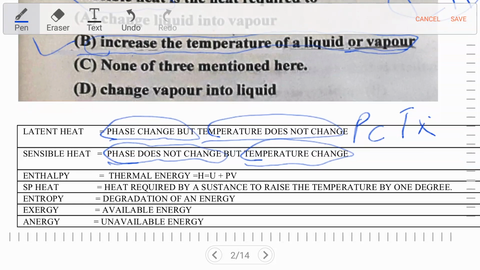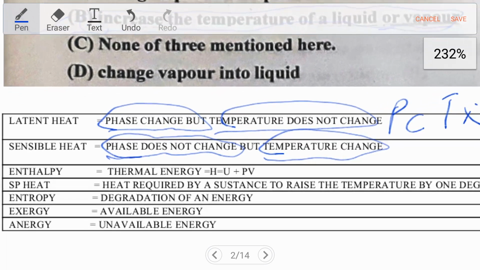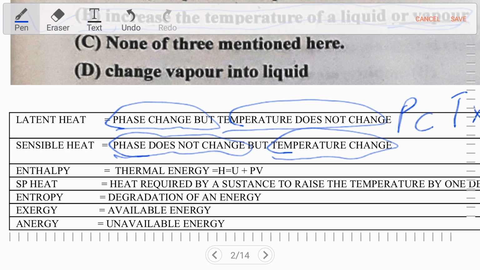Friends, here there are also some other important terms which directly come into the exam. So let's see. The term enthalpy. Enthalpy is basically denoted by capital H, and it is also known as thermal energy, and it is the sum of internal energy and the product of pressure and volume. H is equal to U plus pressure into volume.